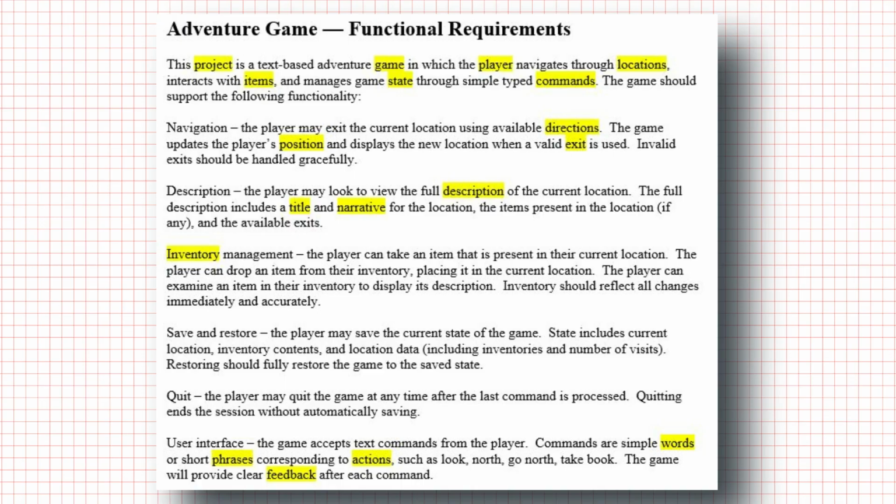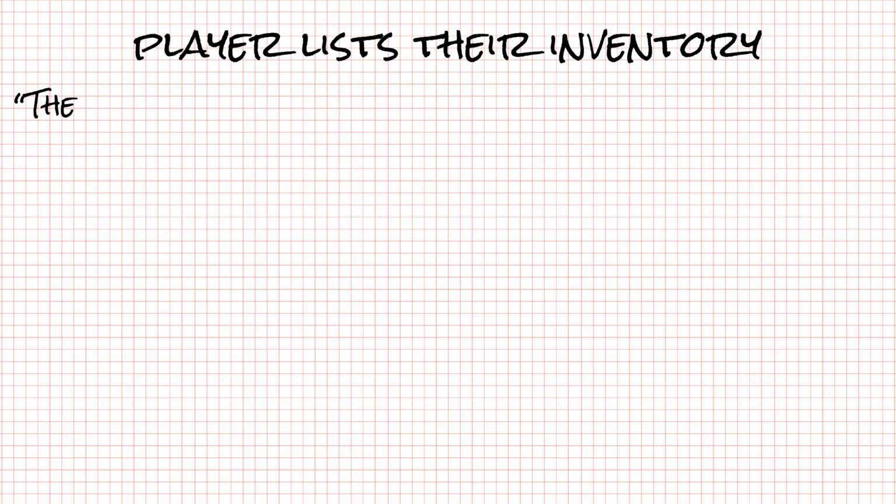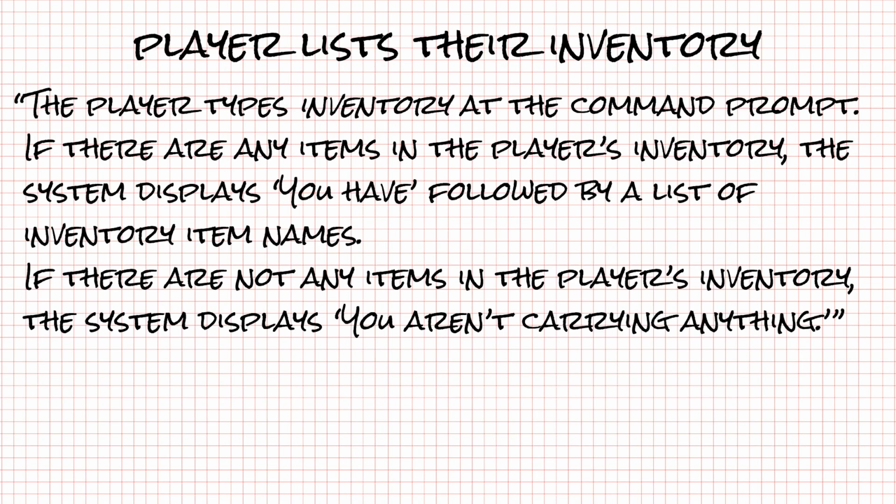For each use case, we should write out the sequence of events that are part of the use case. For "player lists their inventory," I have written: the player types inventory at the command prompt. If there are any items in the player's inventory, the system displays "You have," followed by a list of inventory item names. If there are not any items in the player's inventory, the system displays "You aren't carrying anything." That's a complete use case because it begins with a player action and ends when the action is complete and the system is waiting for another player action.